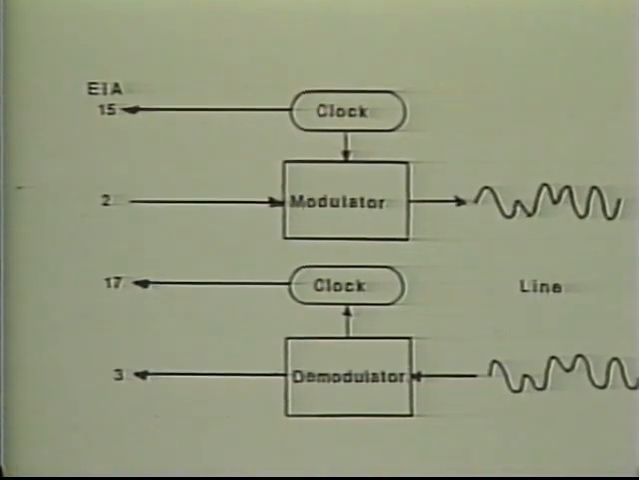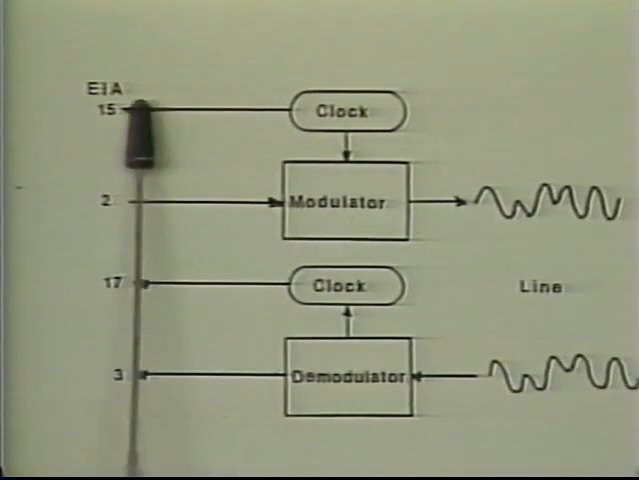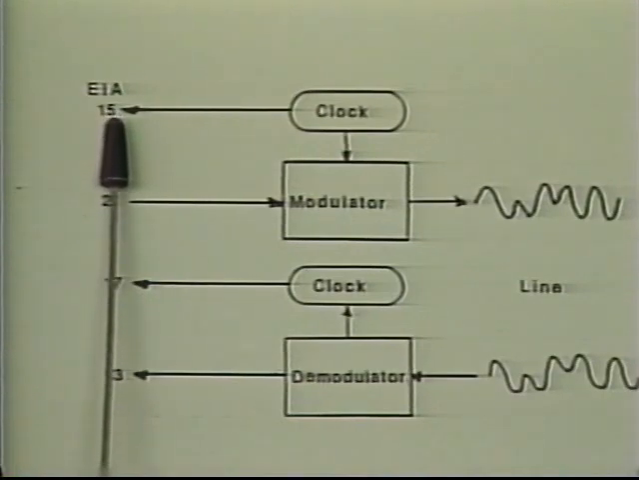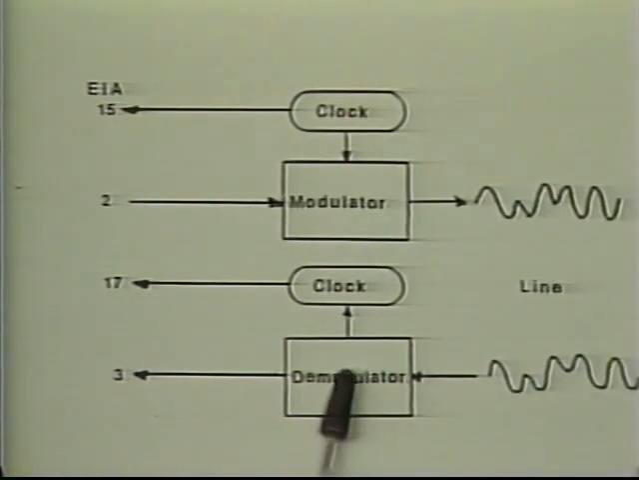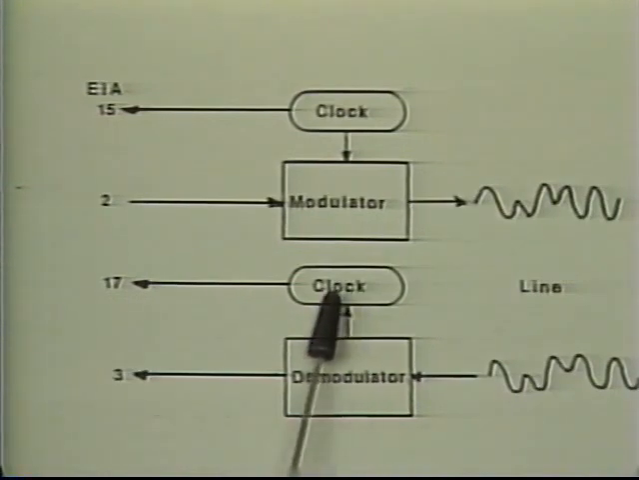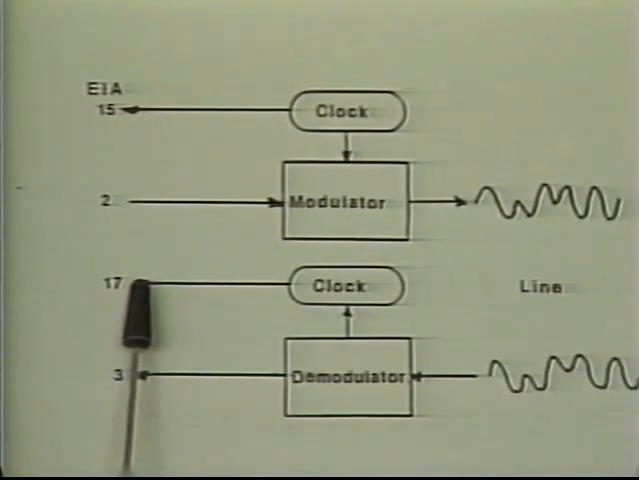Reviewing our modem clock circuits, we see that the modulator or transmitter, as it's sending the data, gets clock from the modem itself. The same clock is also given to the transmitting device to tell it when to send the bits into the modulator. At the receiving side, the demodulator takes the information in, decodes the phase shifts, and generates a new clock which is given to the receiving unit to tell the receiving unit when the bits are coming out here on pin 3 of the EIA interface.